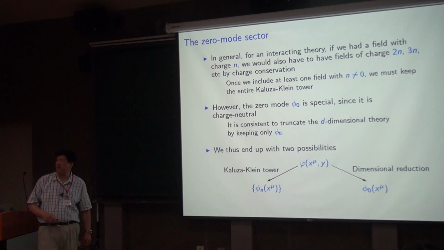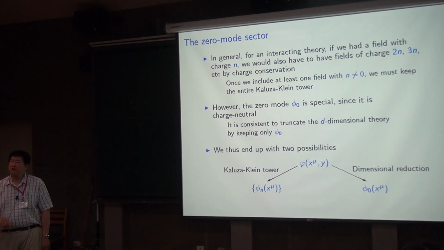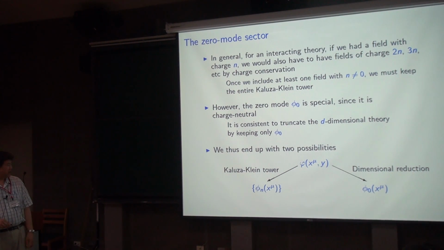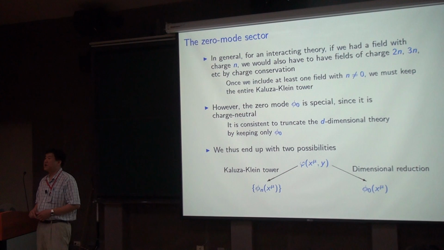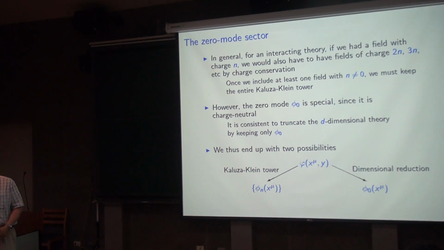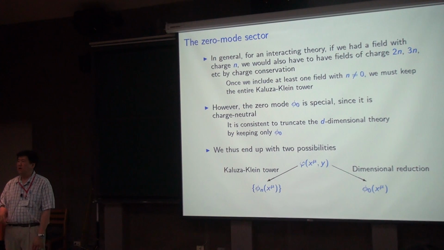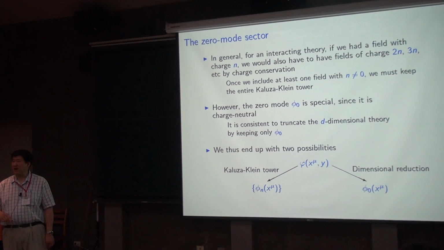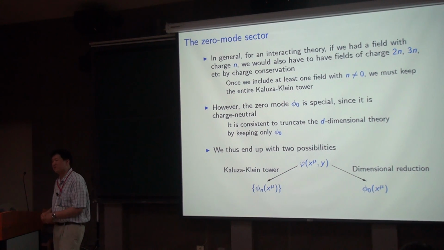There are two ways to view Kaluza-Klein reduction. If I start with my original high dimensional field and don't do anything special, I end up with a Kaluza-Klein tower, which means I have an infinite set of lower dimensional fields, and I keep them all, and it's an interacting theory with a whole bunch of Kaluza-Klein towers. On the other hand, I can do a truncation and start with my original field and keep only the zero mode. And it turns out it's consistent, as I said, to keep only the zero modes, because zero charge states form a subspace all by themselves.